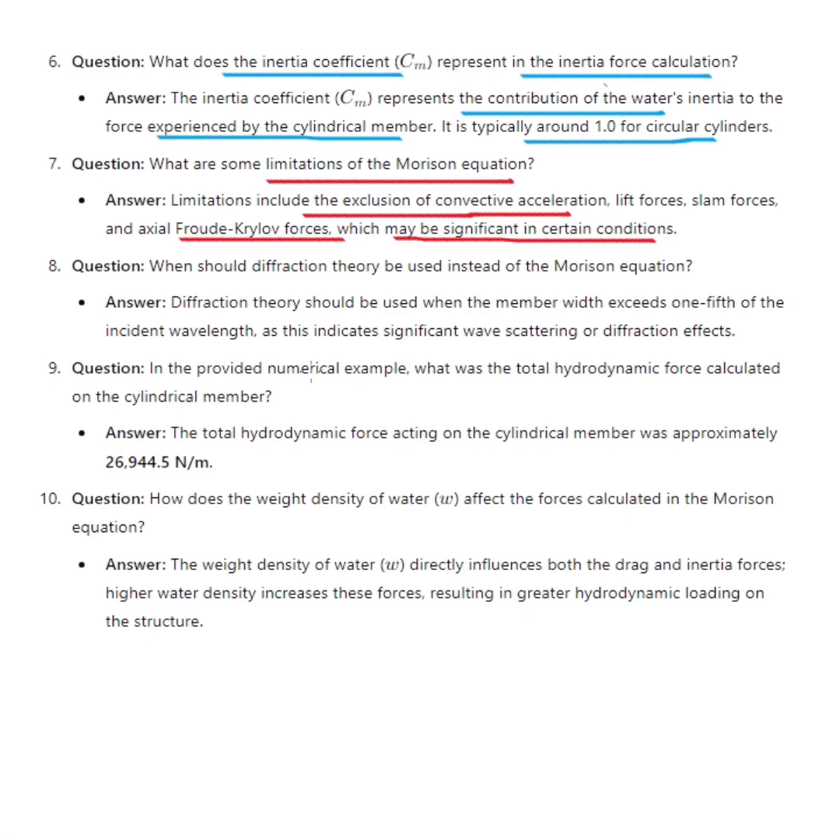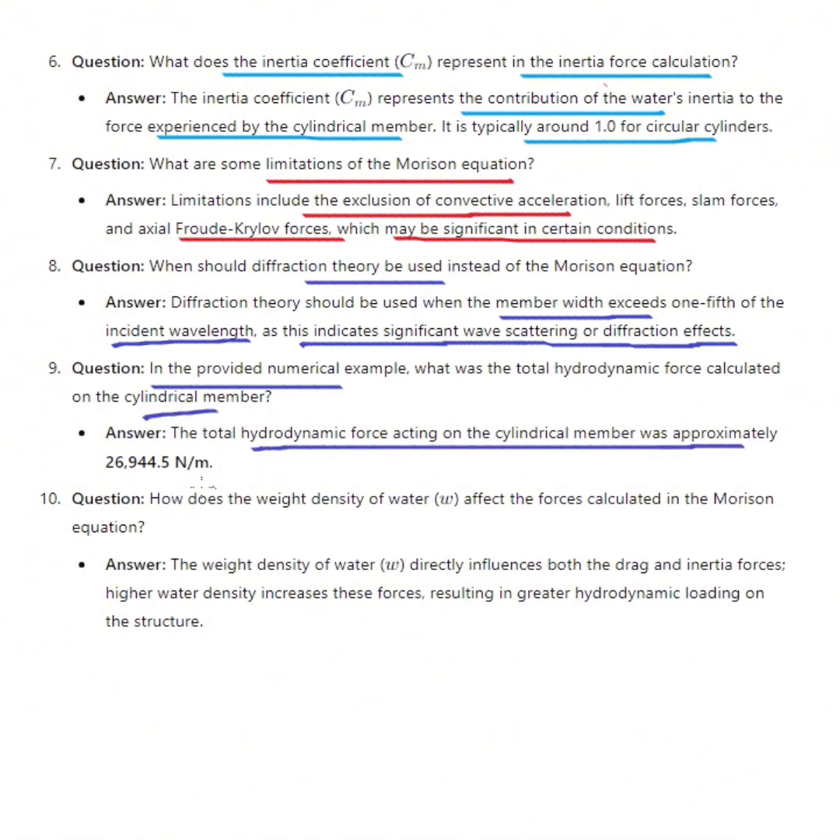These are some limitations. When should diffraction theory be used instead of the Morison equation? Diffraction theory should be used when the member width exceeds 1/5 of the incident wavelength, as this indicates significant wave scattering or diffraction effects. In the provided numerical example, what was the total hydrodynamic force calculated? Total hydrodynamic force is 26,000.